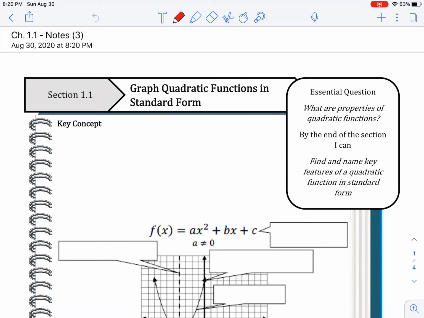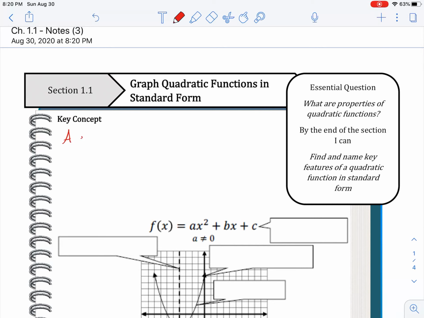So like I said, this is section 1.1. Our essential question here is we want to know about the properties of quadratic functions. So all through Algebra 1, you were talking about linear functions for the most part, which are those straight line functions. Chapter 1 is all about functions that are quadratic, so it's an x squared term, and it makes this what we call a parabola. It's like a U shape. And we're just going to learn all the things we can about that.